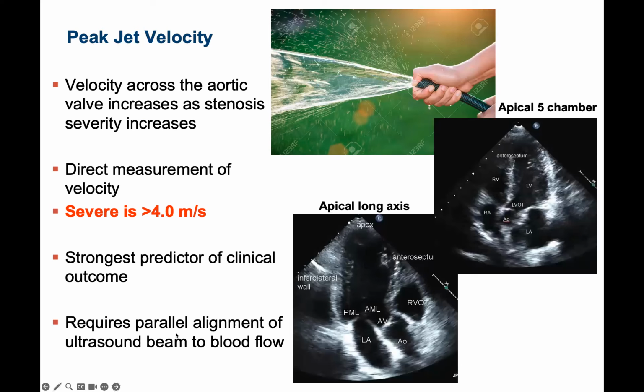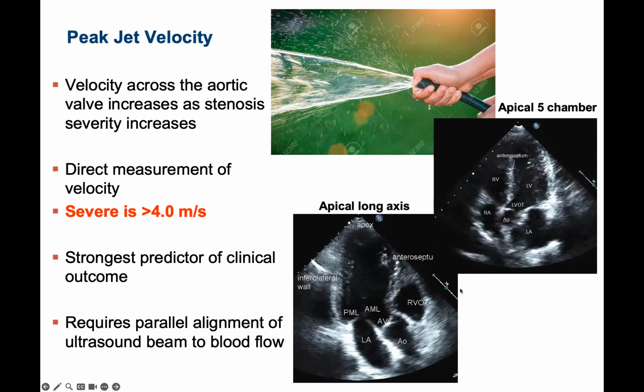We can use an apical 5-chamber view. Right here, we have our LV, RV. Our beam is angled slightly more anterior. Remember that aortic valve is anterior to the mitral valve. So when we angle it such that our beam goes anterior on the body, we can bring in this LVOT and this aortic valve, and we could put Doppler across the aortic valve here.